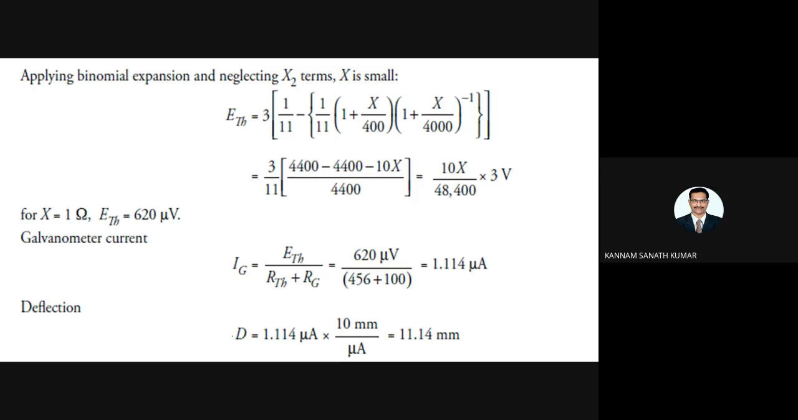What is deflection? Sensitivity equals deflection by current, so D equal to S into I, where I is the galvanometer current you got. This is the galvanometer current, 1.114 microamps, into S. What is the S value? 10 millimeter by microamps. So the microamps cancel. What you are getting is 11.14 millimeter. So this is the D value.